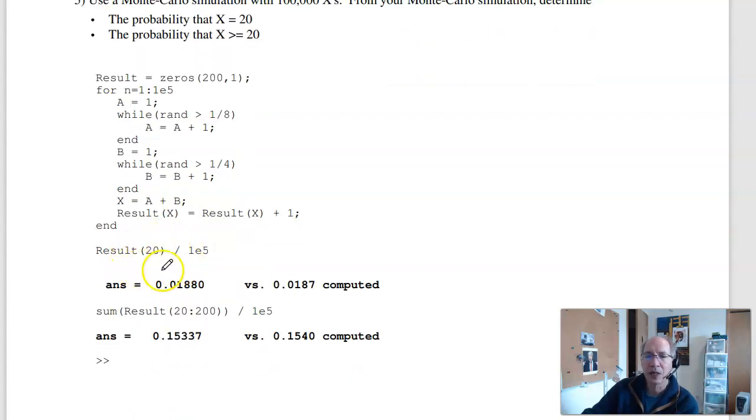With the Monte Carlo, it took 20 rolls 1.88% of the time, supposed to be 1.87. It took 20 or more rolls 15.3% of the time, supposed to be 15.4. So again, the Monte Carlo again confirms what I just did.